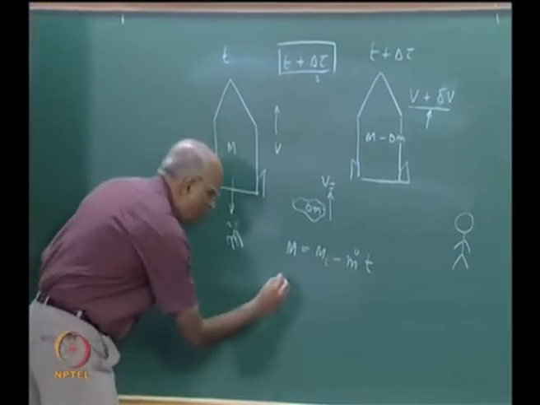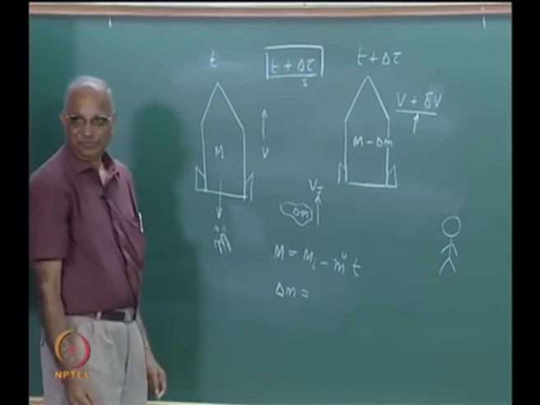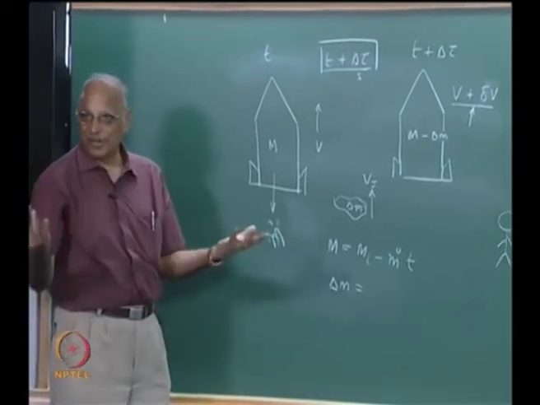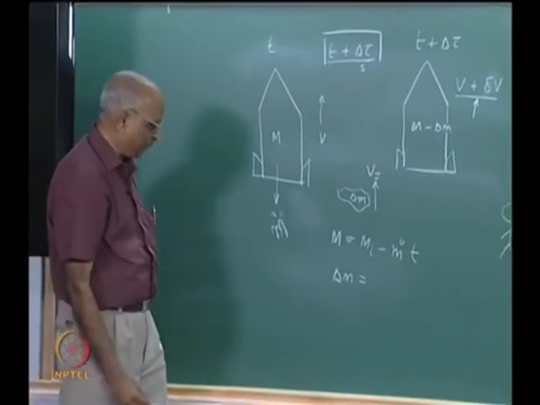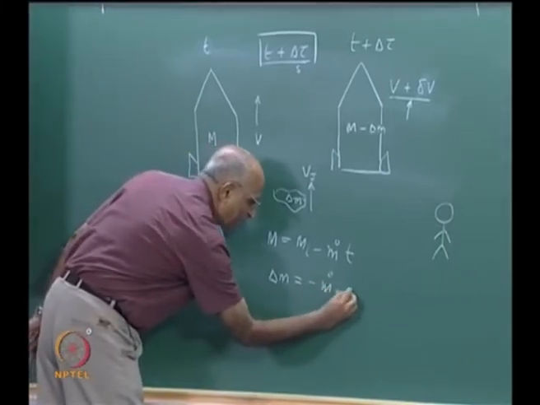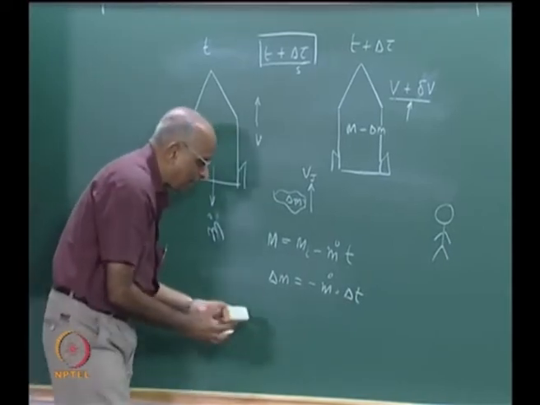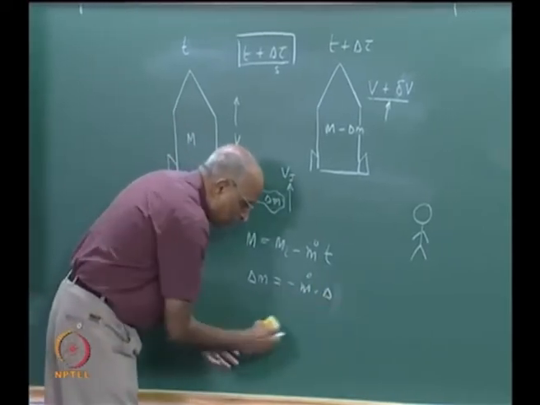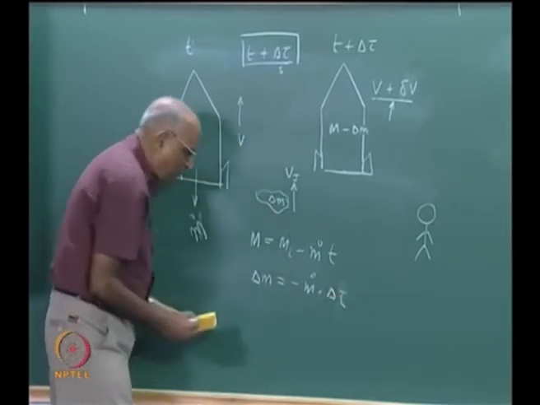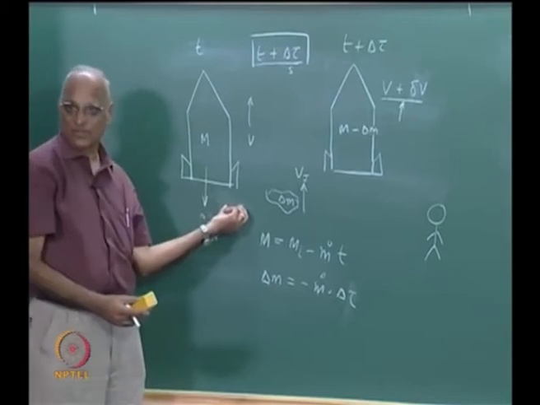Therefore, what is the value of delta m? Over a small period delta tau, what is the value? It is equal to minus m dot into delta tau. That means, I considered it as delta tau in a short period. Therefore, what is this minus sign? The minus sign shows that the mass has left the system.